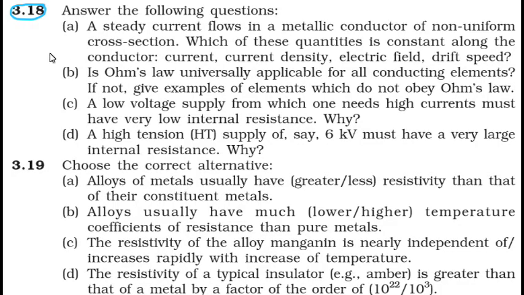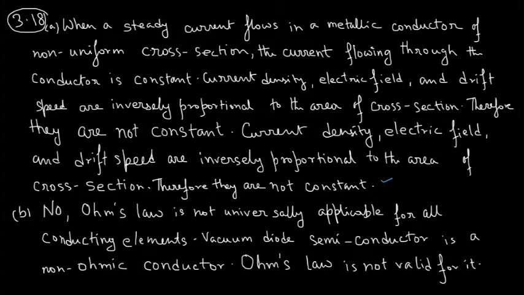Now, let us solve part B. Is Ohm's law universally applicable for all conducting elements? If not, give examples of elements which do not obey Ohm's law. Answer is no. Ohm's law is not universally applicable for all conducting elements. Vacuum diode and semiconductor are non-ohmic conductors. Ohm's law is not valid for them.